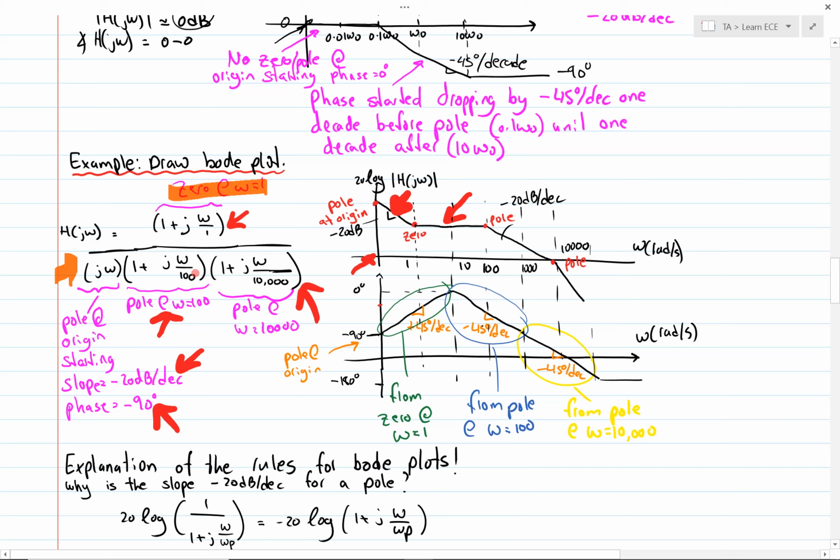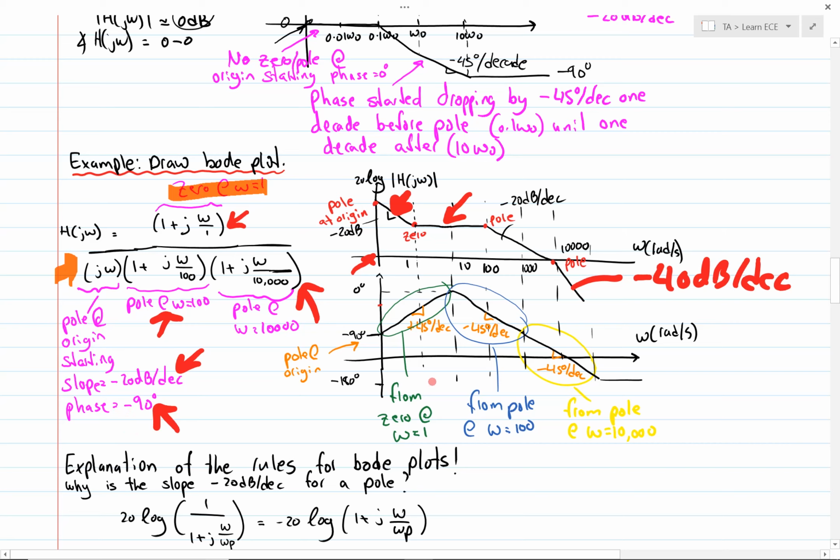At omega equals 100, we hit another pole, so our slope changes by minus 20 dB per decade, which is this slope over here. And then at omega equals 10,000, our slope changes by another minus 20 dB per decade, so my slope here would actually be minus 40 dB per decade. Okay, so that's not too bad. Now let's take a look and see what the phase response looks like. So again, we have a pole at the origin, so our starting phase is minus 90.